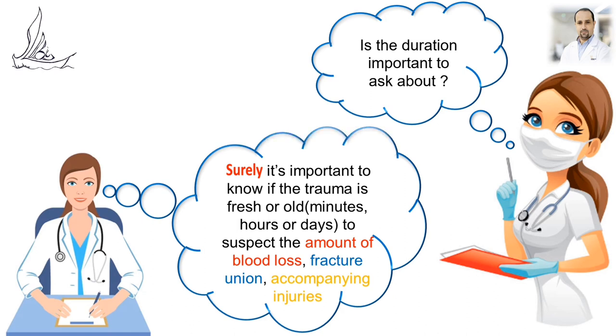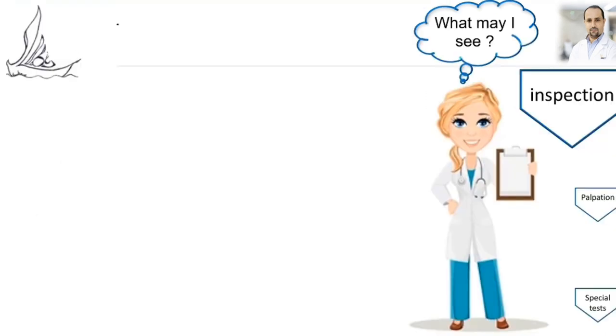In orthopedic clinical examination, we don't have auscultation indeed, but we have inspection, palpation, and too many special tests. As medical students and GPs in the ER, we should know about inspection and palpation. Inspection means to see by eyes, whereas palpation means to feel by your hands or fingers.